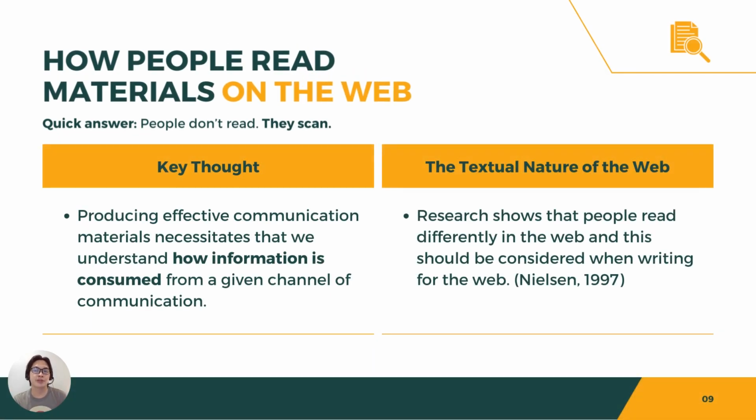Producing effective communication materials necessitates that we understand how information is consumed from a given channel of communication. In the case of print and radio broadcast, the various attributes of the medium determine how the message is developed, as the same attributes determine how information is consumed. The textual nature of the web, however, does not necessarily equate it with the printed communication materials. Research shows that people read differently in the web, and these should be considered when writing for the web.